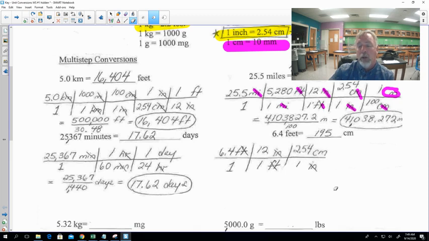2.54 centimeters to 1 inch. And that's what we're looking for in this case, just simply centimeters. Again, our units: feet on top, feet on bottom, inches on top, inches on bottom. Canceled, we're left with just centimeters.